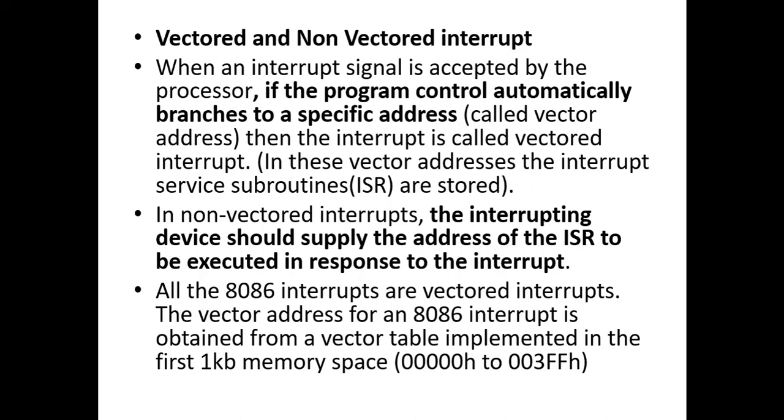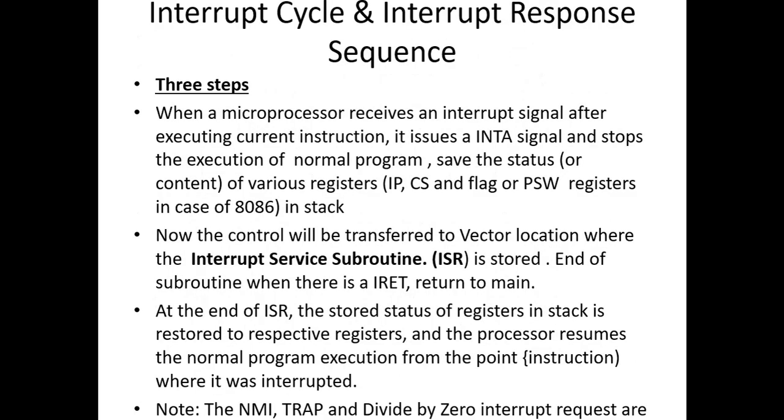So in 8086, all the interrupts are vectored interrupts. The vector addresses are specified in a vector table. That table is 1 kilobyte of memory space, from 0000H to 03FFH. Next, we can see the interrupt cycle and interrupt response sequence that we have already discussed.